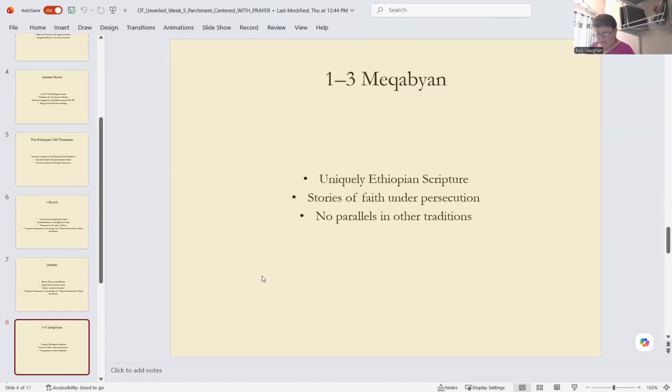So, what do you think about books that are only represented in the Ethiopian Old Testament? Are they canon? Are they canon for the Ethiopians, and they're not wrong? How should we, as Protestant Christians, approach these books, in your opinion?